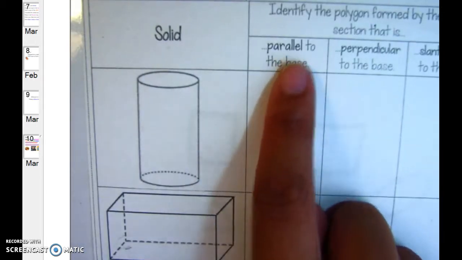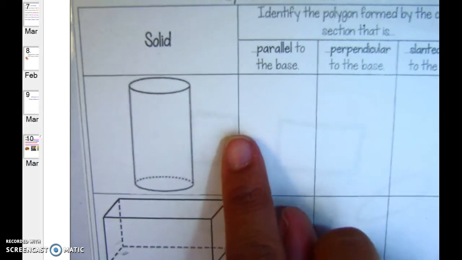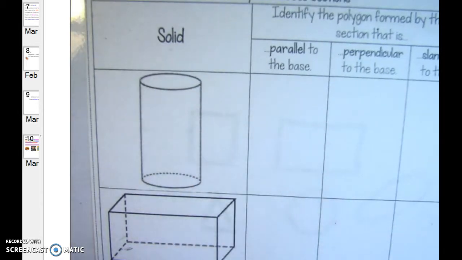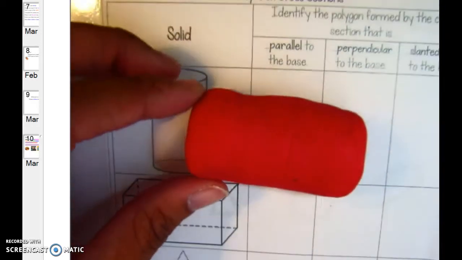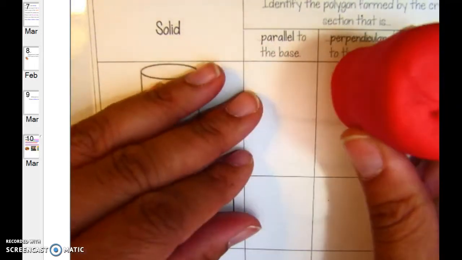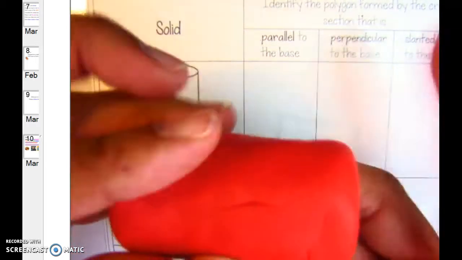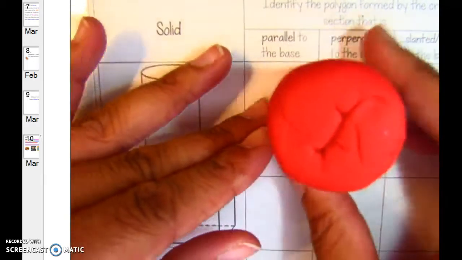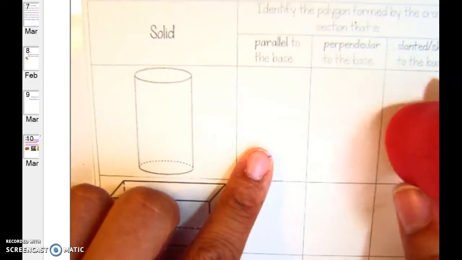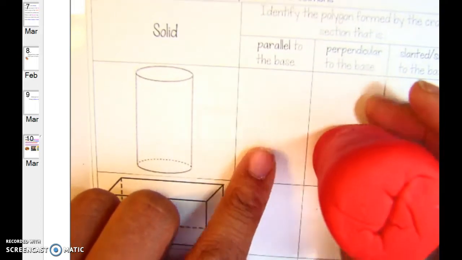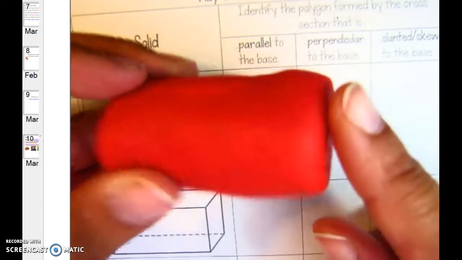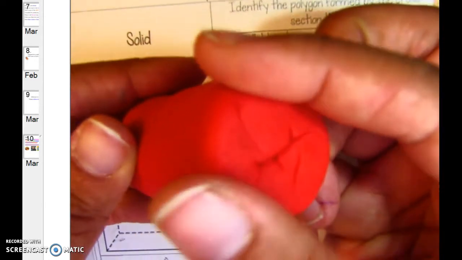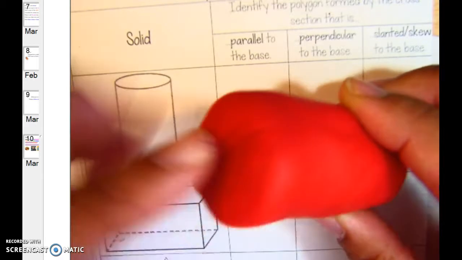So, parallel to the base. Let's go through this one together. When we did cross sections, you worked with a partner and you used Play-Doh. So I've made a cylinder out of Play-Doh. It's not perfect, but I try. And so now we're going to cut it in different ways and see what shapes we see. So this is parallel to the base. A cylinder has two bases. They're both circles. This is a base and this is a base.